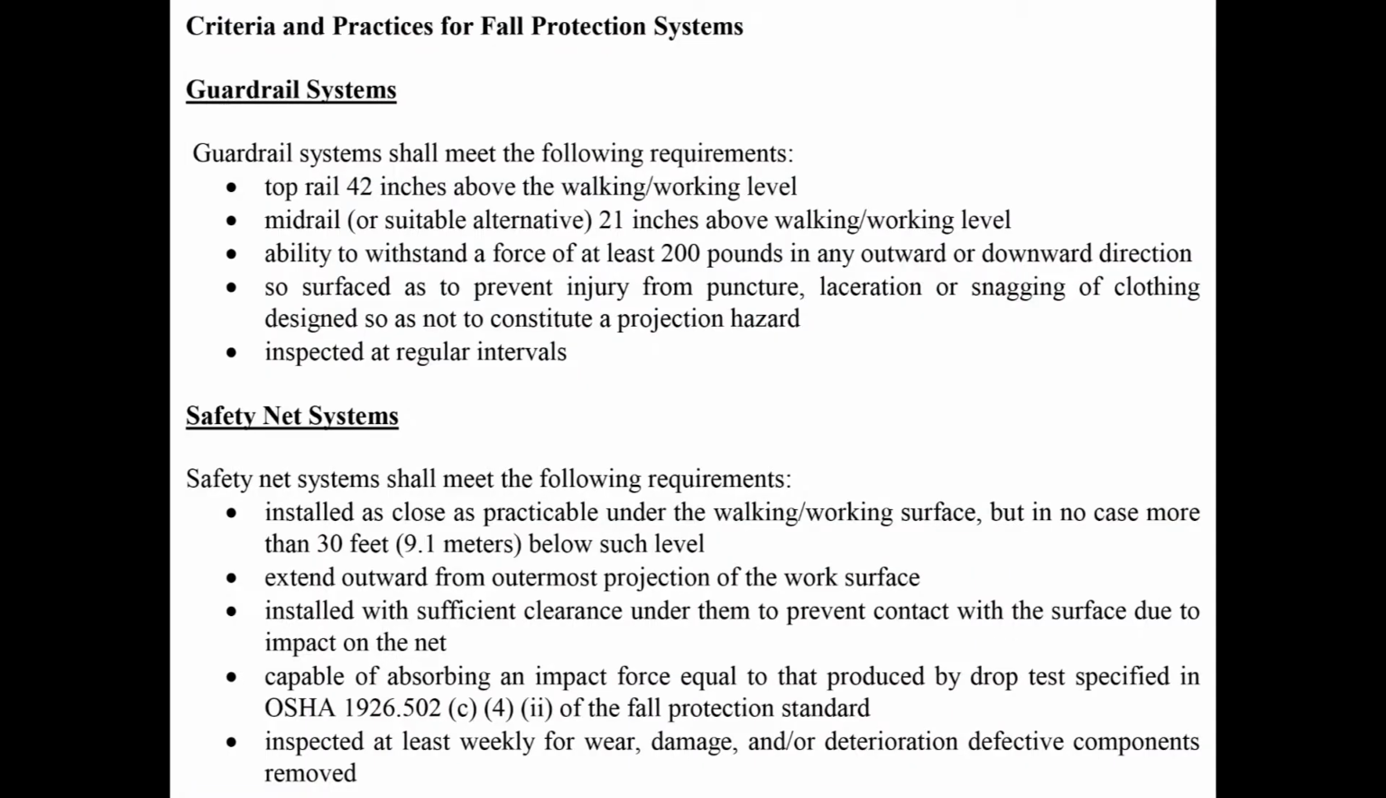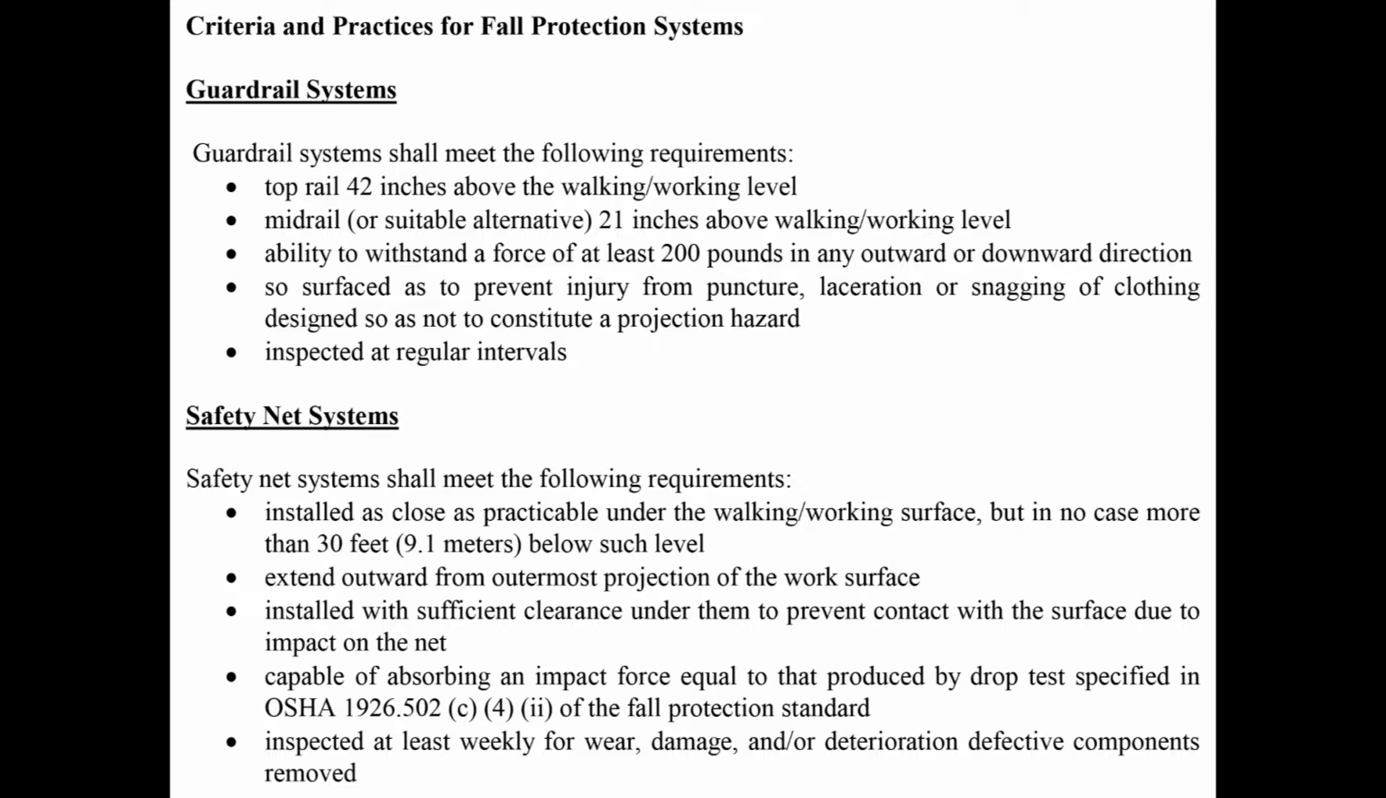When Plaas Incorporated purchases equipment and raw materials for use in fall protection systems, applicable ANSI and ASTM requirements will be met. Criteria and practices for fall protection systems. Guardrail systems. Guardrail systems shall meet the following requirements: top rail 42 inches above the walking working level, mid-rail or equivalent alternative 21 inches above the walking working level, ability to withstand a force of at least 200 pounds in any outward or downward direction, so surfaced as to prevent injury from puncture, laceration, or snagging of clothing, designed so as not to constitute a projection hazard, and inspected at regular intervals.